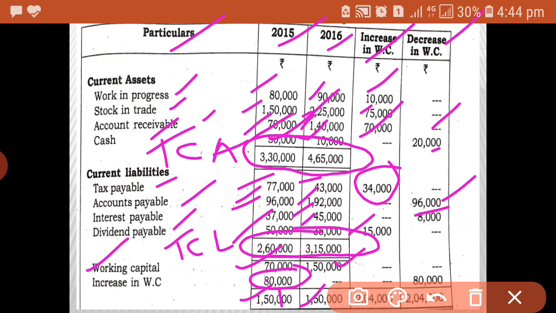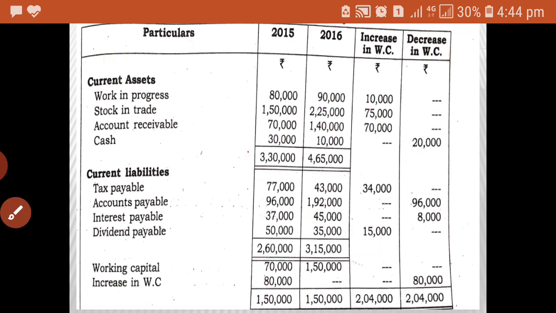That is, there is an increase of 80,000. And also we have to balance the last 2 columns. Here also we have to total all the items in the increase column and the decrease column, and the highest total is 2,04,000. It is put under both the columns, and the difference will come in the decrease column, so show 80,000.